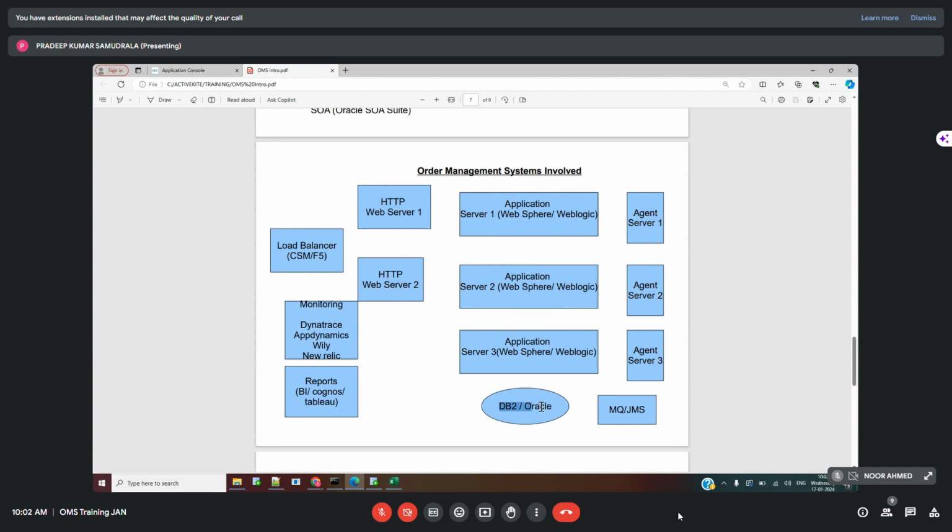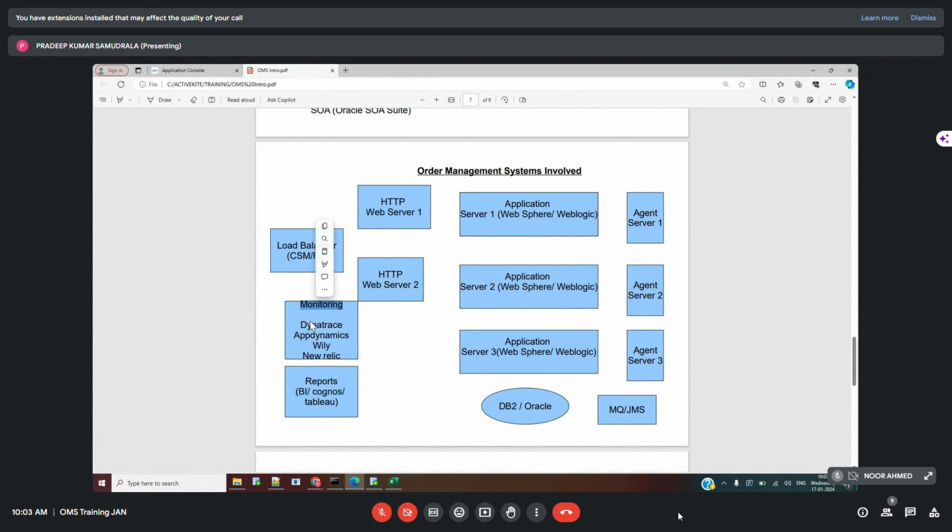And we have the DB2 or Oracle database, and we have the IBM MQ or Oracle JMS queue messaging services, and we have BI, Cognos, or Tableau. These are basically used to generate reports. For example, the client wants to know what number of orders have been created today, how many orders are being processed, how many shipments are getting processed, how many are stuck. Whatever kind of reports the client wants, they can use any of these applications.